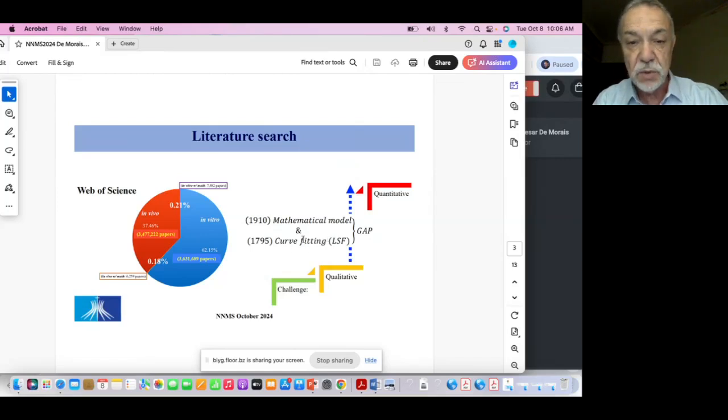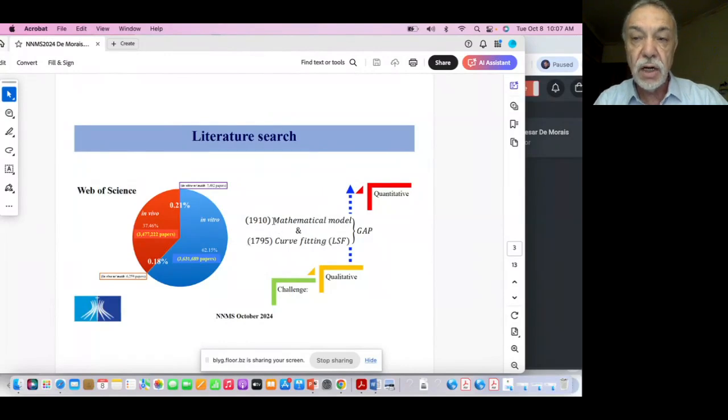And this is a very old proposal, actually, from the second part of the 18th century. It's called least square fitting. Remember, the person who introduced this was Carl Friedrich Gauss. So we have had this tool for more than 200 years.